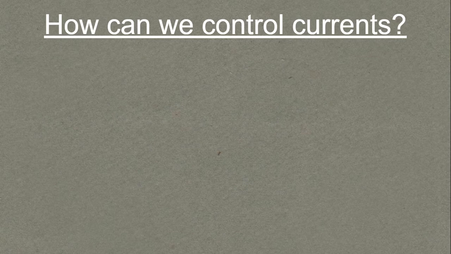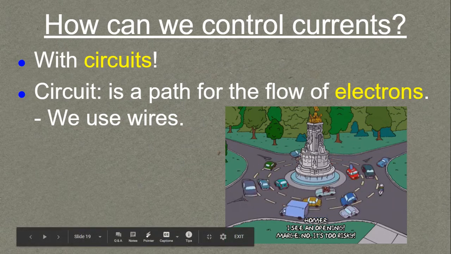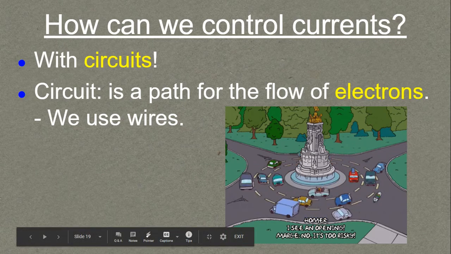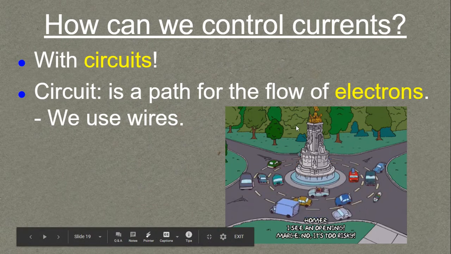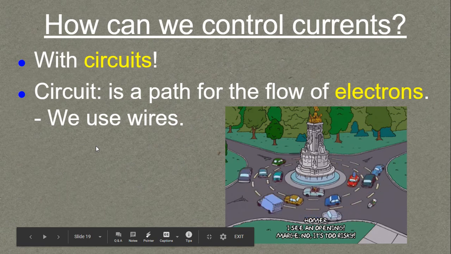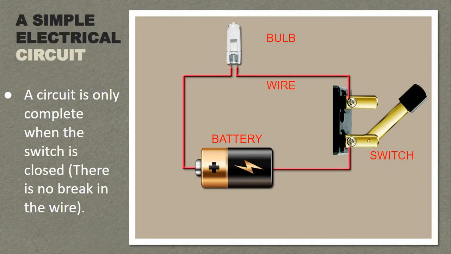So how can we control currents? With circuits. A circuit is a path for the flow of electrons. In real life, when we're trying to control the current of traffic, we're trying to control the flow of cars, we make a roundabout. When we're trying to control the current in a circuit, we use wires.